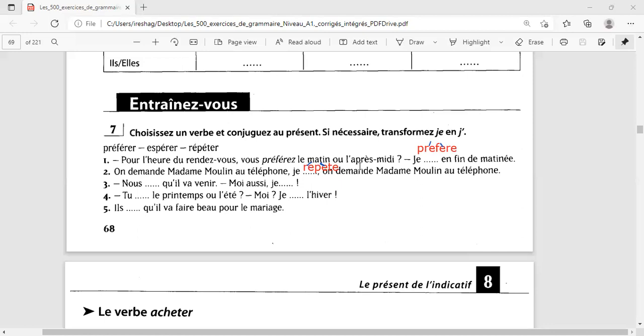Nous espérons qu'il va venir. We hope that he is going to come. Nous espérons qu'il va venir, moi aussi. Je. So the question says, when it's required, you need to cut the e and put the apostrophe. J'espère.